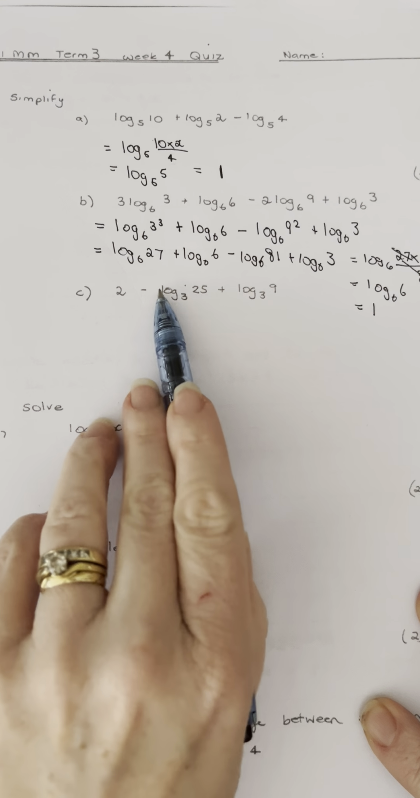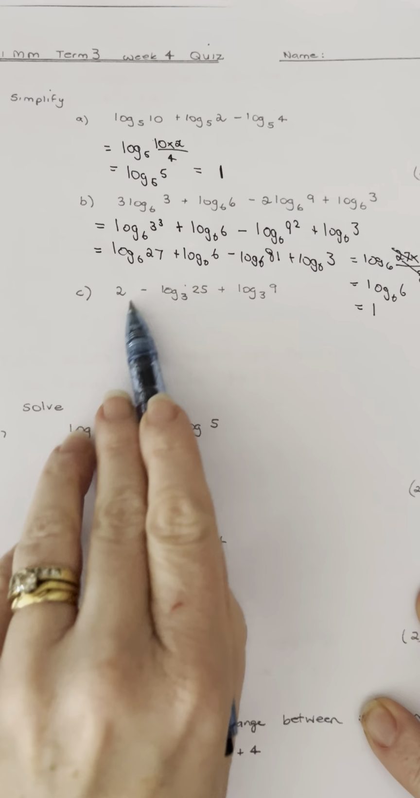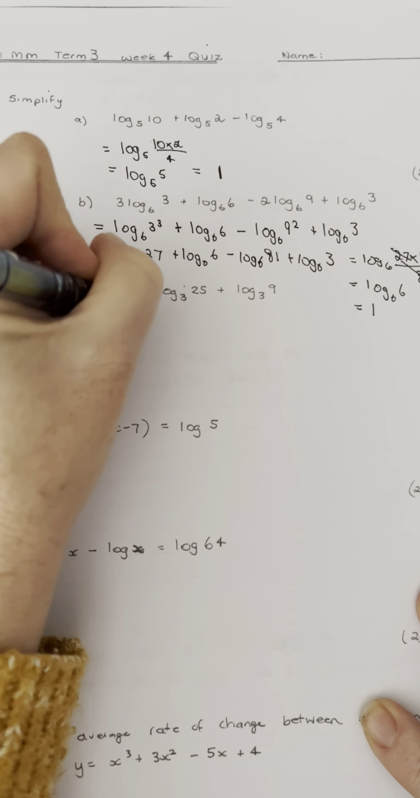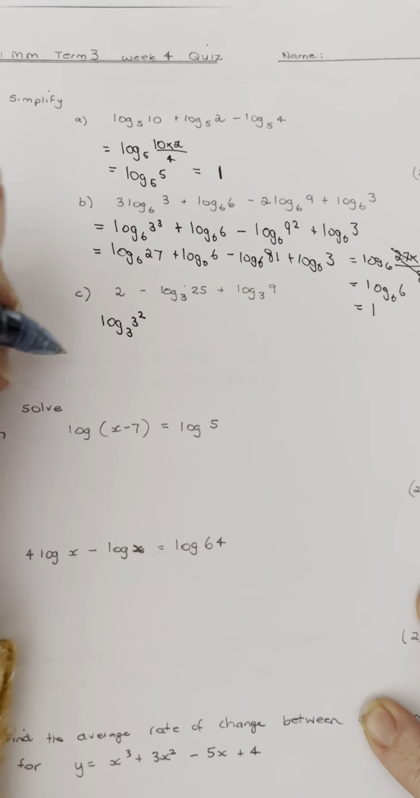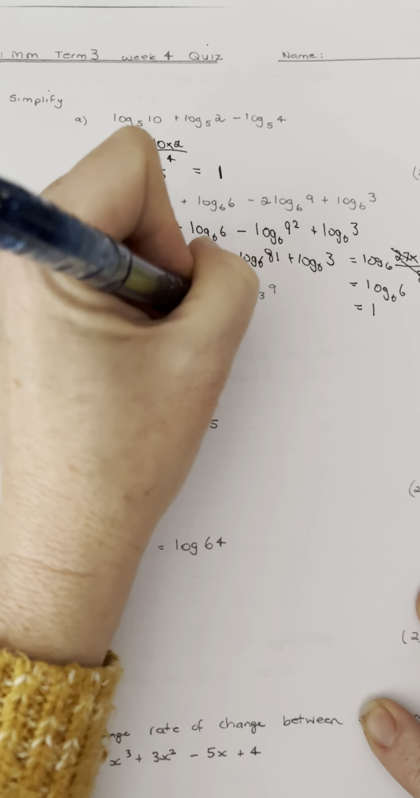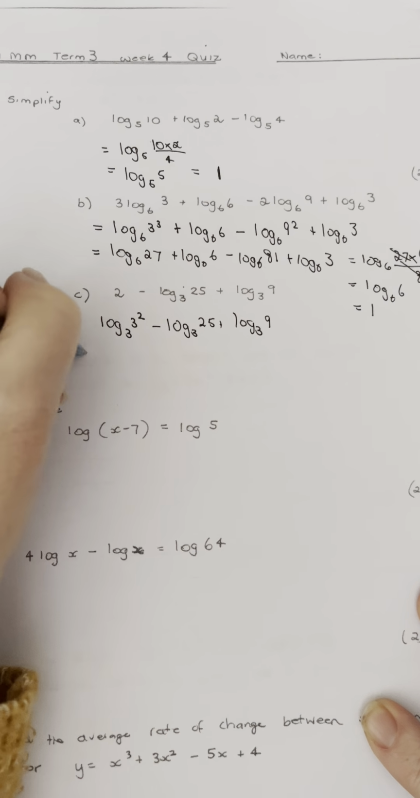Here I've got 2 minus log 3, 25 plus log 3, 9. I'm going to change that 2 to log 3, 3 squared, because I know that log 3, 3 is 1. And if I've brought that 2 down, 2 times 1 is 2. Then I've got the log 3, 25 plus log 3, 9. So I'm going to bring that together.